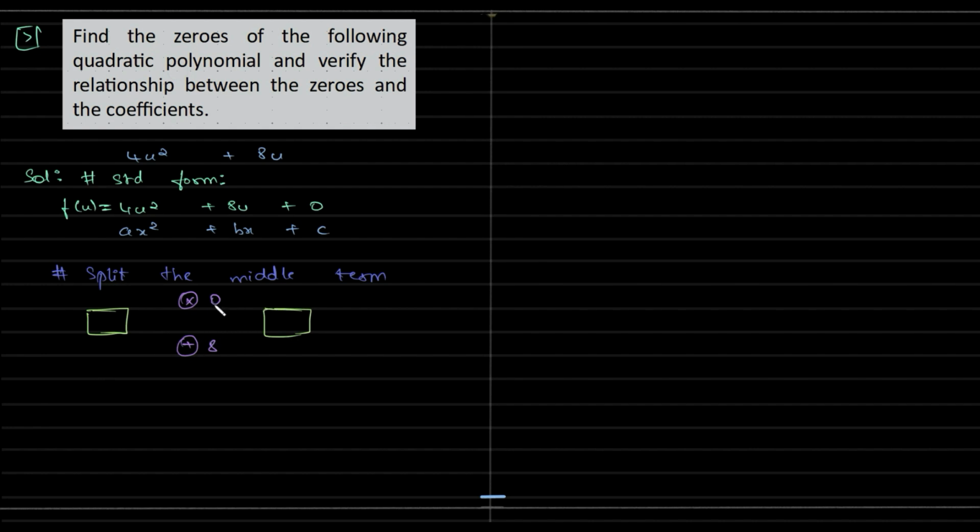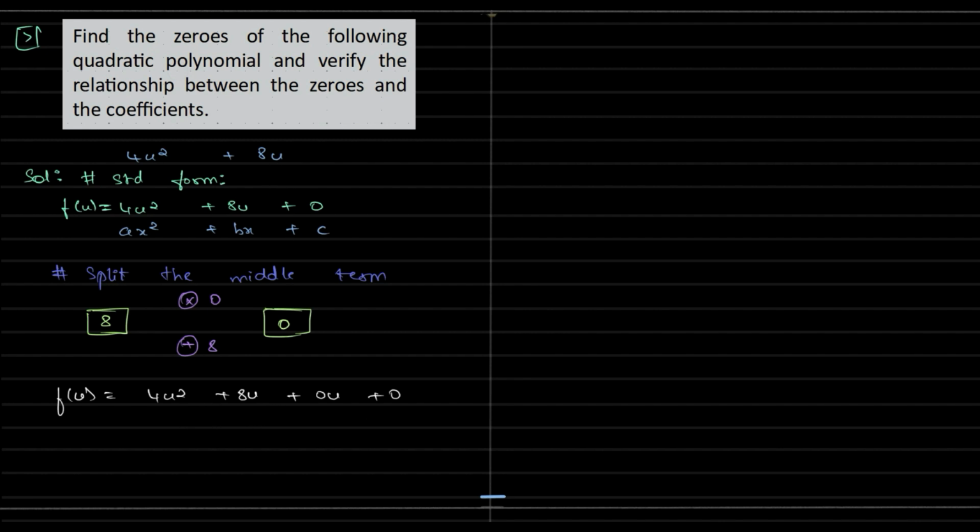Well, when I multiply, I should get 0, so one of the numbers has to be 0, and when I add, I should get 8, so the number has to be 8. So basically, you're splitting to the same thing. 4u square plus 8u plus 0u plus 0. I mean, it's basically the same as the question itself, is it not?